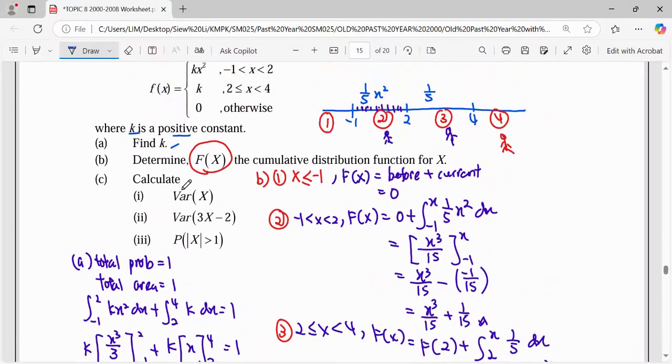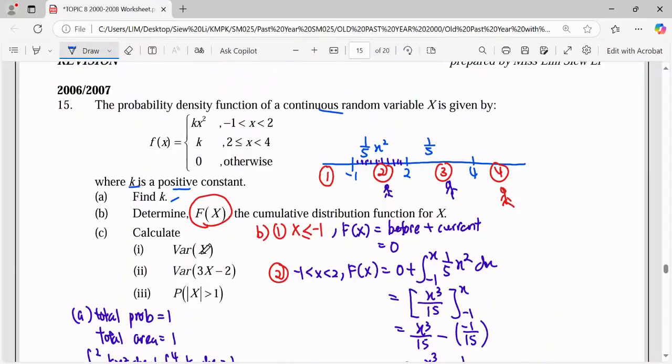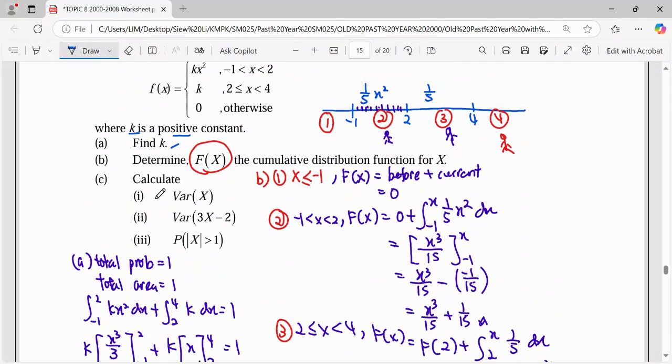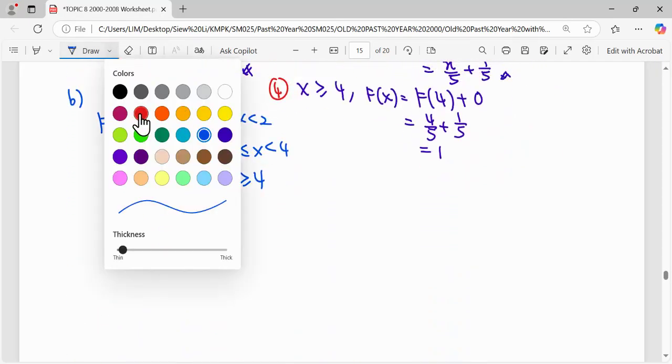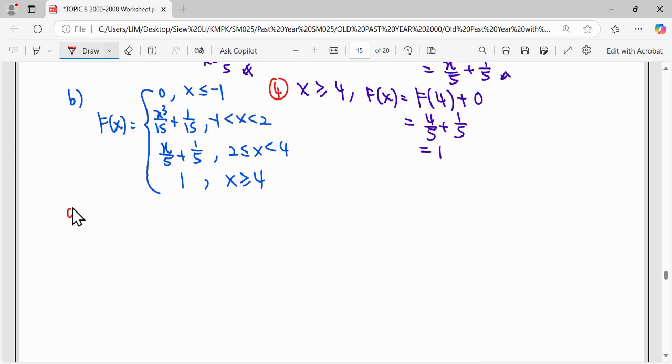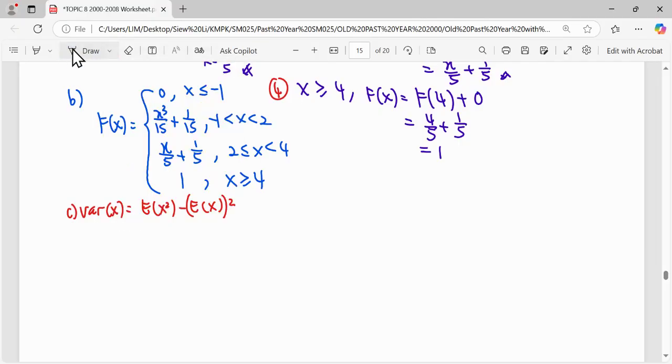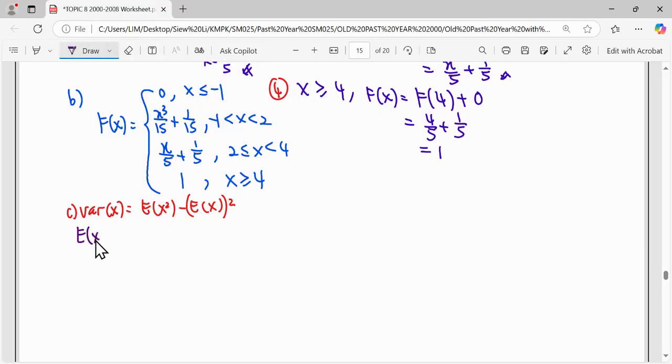Then continue finding the variance. Alright, so finding the variance, we can use our FQT here, finding our variance and properties and finding the probability. For the variance first. Question C, to find the variance, we need EX squared minus EX mean square. So definitely we need to figure out what is our mean first.